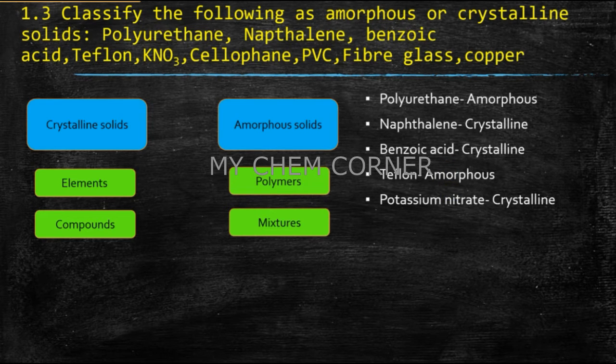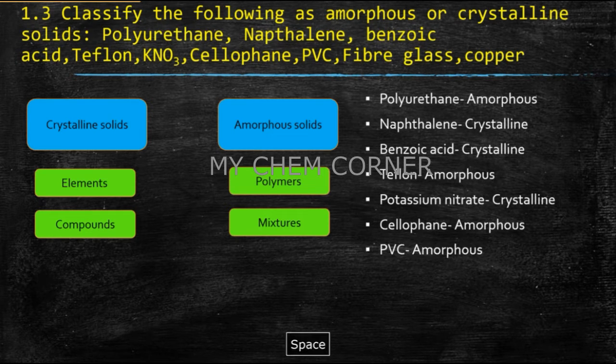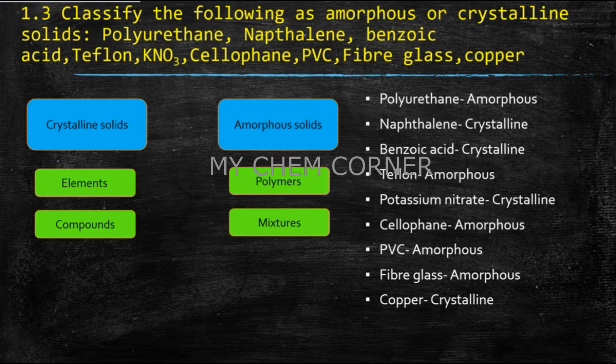Then we have potassium nitrate, which is crystalline. These are all salts available in the lab, so they're classified as crystalline solids. Cellophane is again a polymer. Therefore, it's classified as an amorphous solid. PVC, polyvinyl chloride, is also a polymer, therefore amorphous. Fiberglass is amorphous again. They're again coming under polymers. And copper is a metal or an element. Therefore, it's crystalline in nature. So you'll be able to classify whether a given compound is amorphous or crystalline based on this classification. Crystalline solids generally are elements or compounds. Amorphous solids are polymers or mixtures.